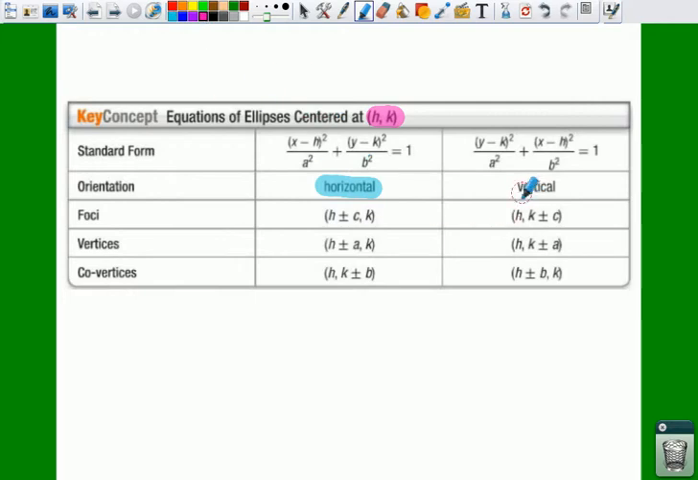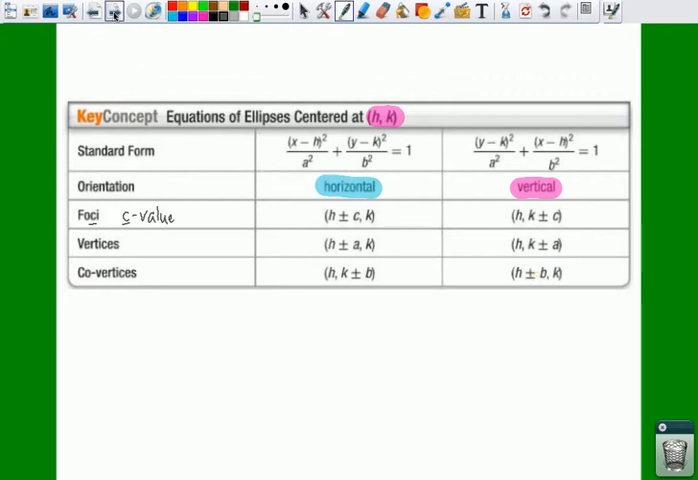If you have an orientation that's vertical, notice you just flip-flop these two values, your x minus h and your y minus k. Those just flip-flop over here. Then what you do is you go through and find your foci. Your foci, those are always a c value. So this is your c value. Then you find your vertices just by using these formulas, and then you find your co-vertices by using these two formulas.